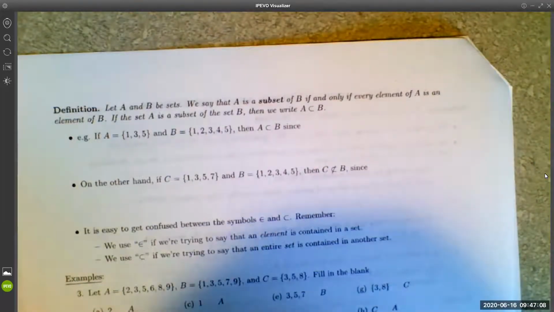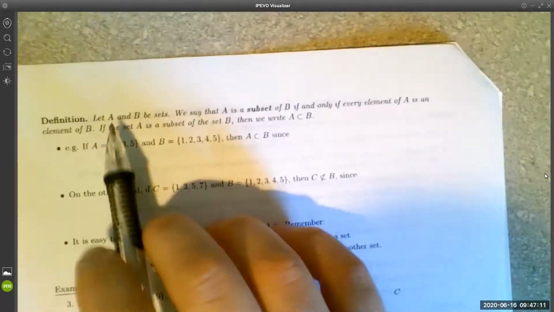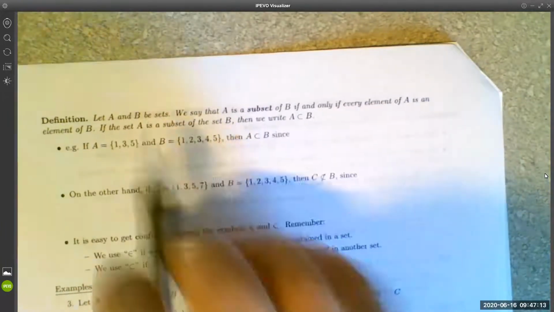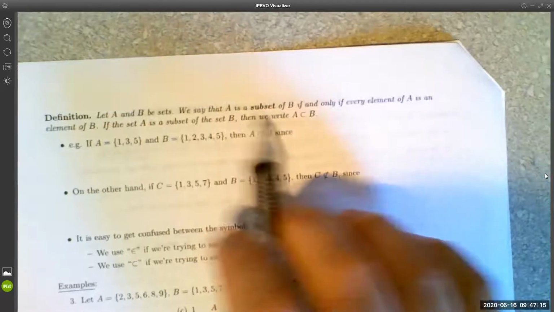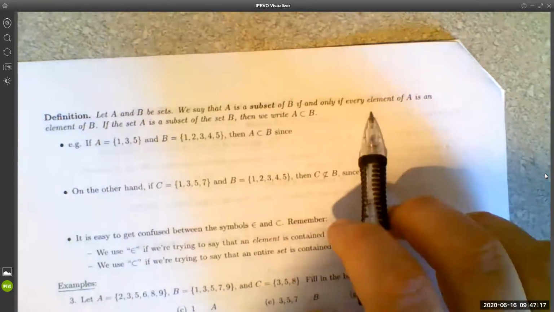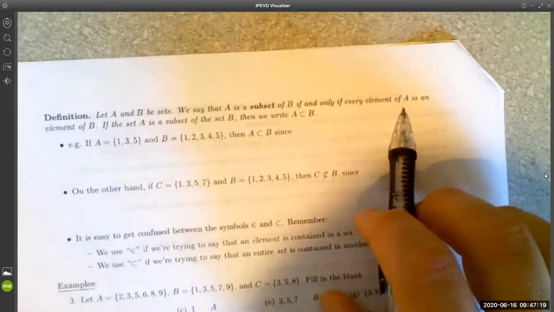So let's talk about subsets, okay? Let's say that you have two sets, A and B. We would say that A is a subset of B if and only if every element of A is an element of B.